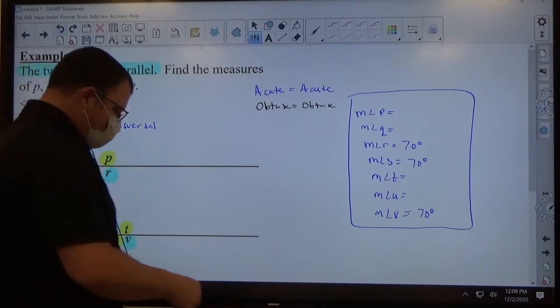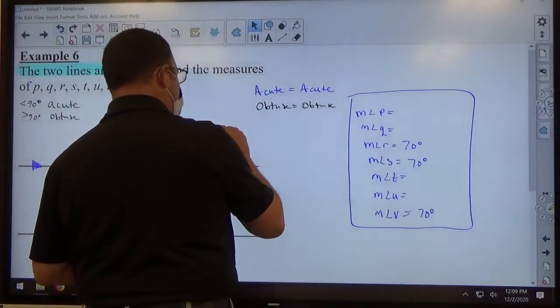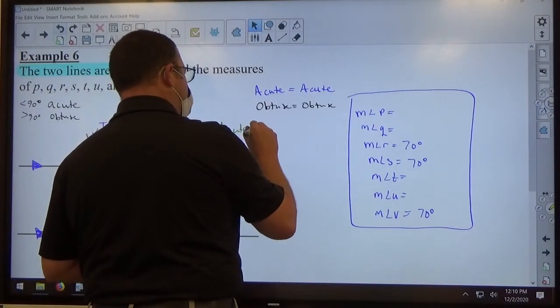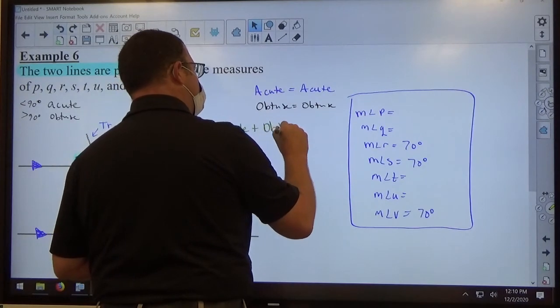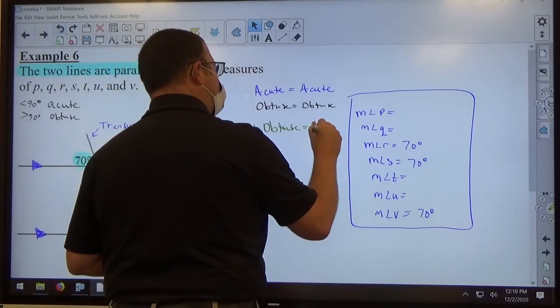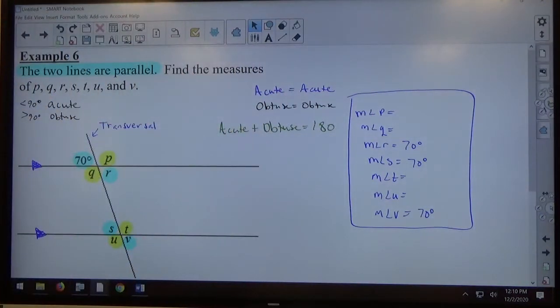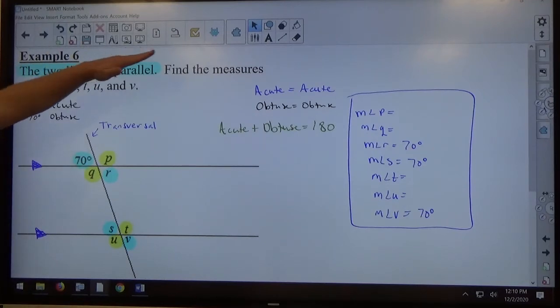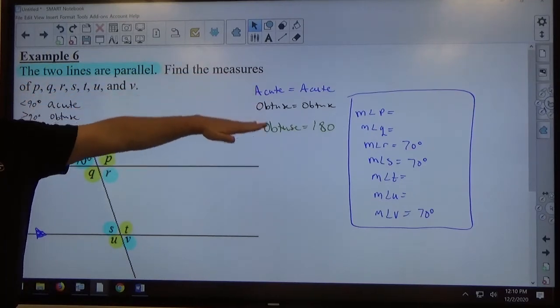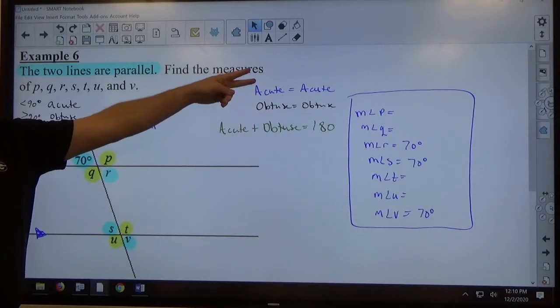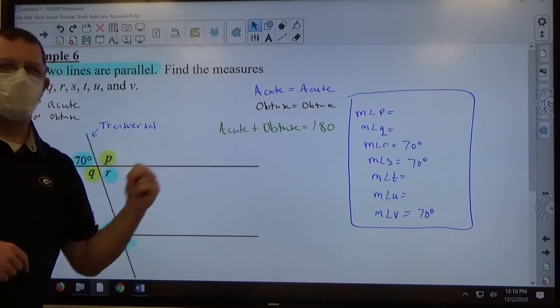So the third relationship that you need to know is that acute plus obtuse equals 180. Again, there are all these special names for all these types of angles, and if I talked about alternate interior angles, I'd say they're equal to each other. If I said consecutive interior angles, they add up to 180. But the overall guts of every part of this is these three pieces of information: all the acutes are equal, all the obtuses are equal, and one of each adds up to 180.